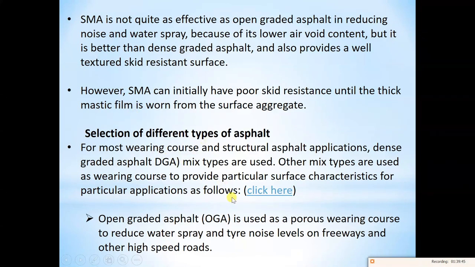So besides the DGA, if you want to choose the OGA, the porous wearing course, it is for when you want to reduce the water spray and tire noise on freeways and other high speed roads. Sometimes if you want to keep your road dry during wet weather, then the OGA is a good choice. But of course, you have to bear in mind that the OGA has a shorter lifespan than the DGA or even the stone mastic.